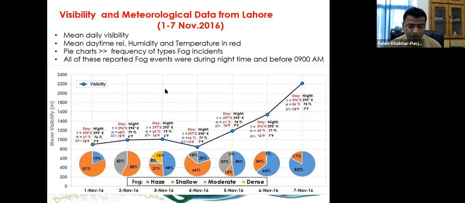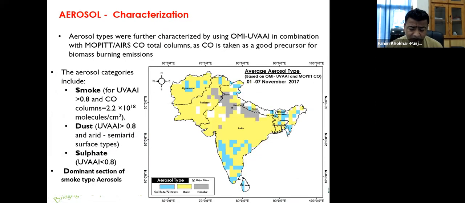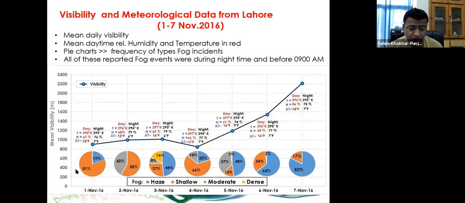As per the criteria that I shared with you in the very beginning, I tried to characterize what the visibility conditions actually were. This is the mean visibility condition line, and on the 1st of November it was slightly below 1,000 meters, so you can say it can fall in shallow fog. Then the 4th of November was again close to, falling in the category of shallow fog. Then for each individual day, I prepared pie charts on the basis of visibility, and we do see on the 3rd of November some 16% of dense fog events and 8% of moderate fog events. The rest was either haze or shallow fog.